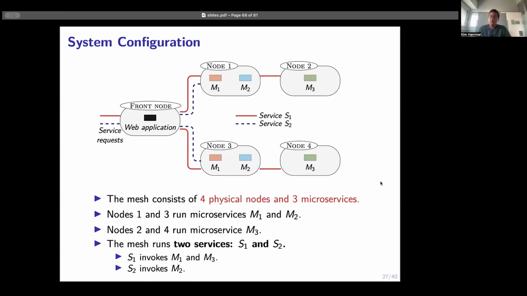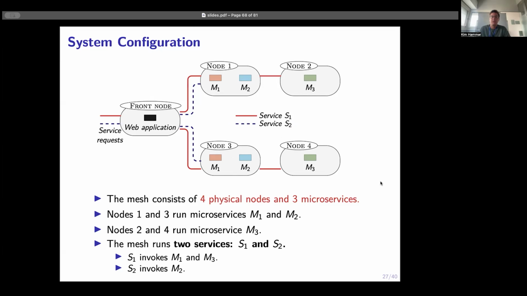And the way you can think about a service request here is as a traversal of this graph. So a request for service S1 can either be routed through node 1 and node 2, or through node 3 and node 4. And similarly, the request for S2 can either be routed to node 1 or node 3.